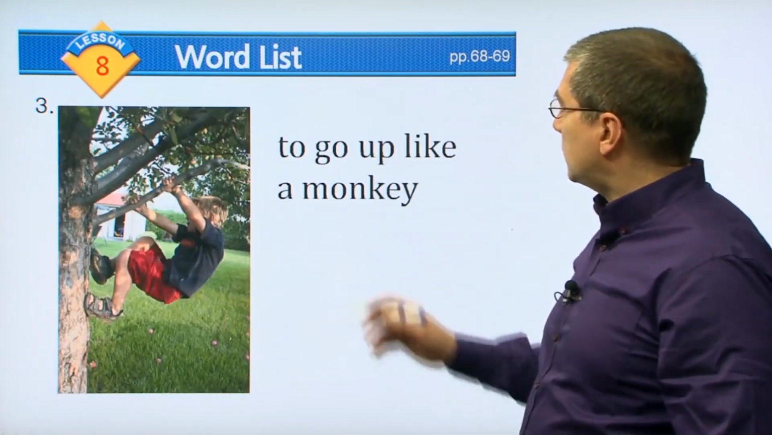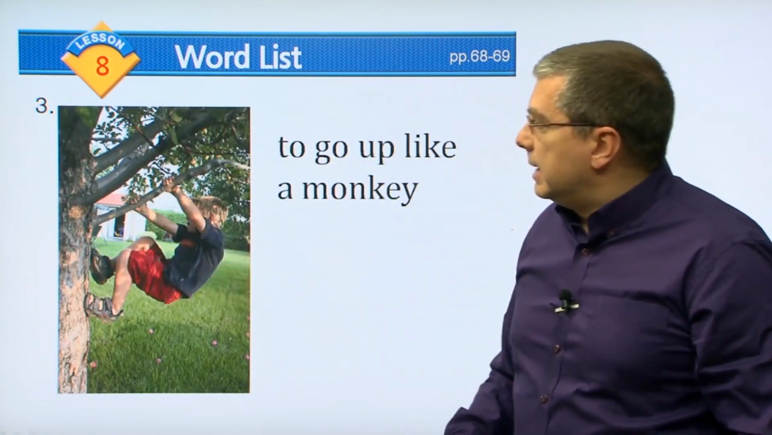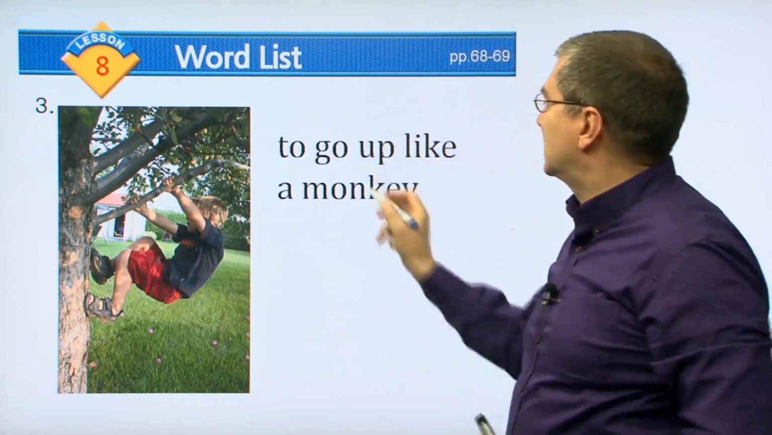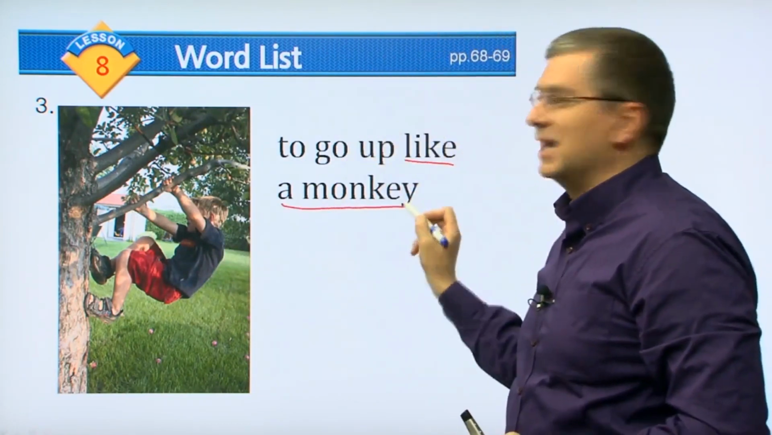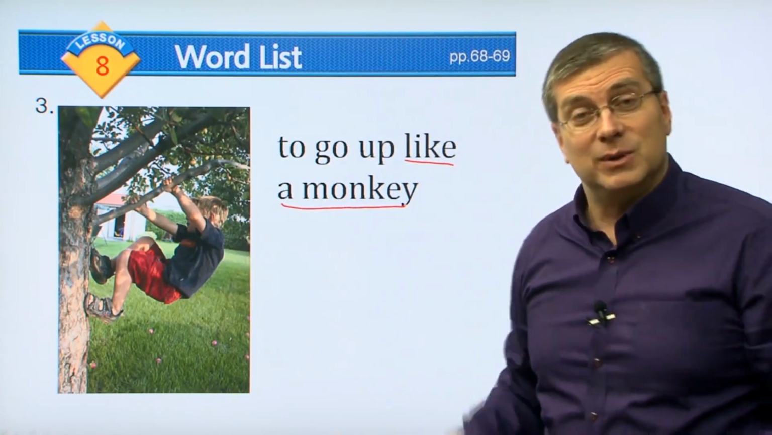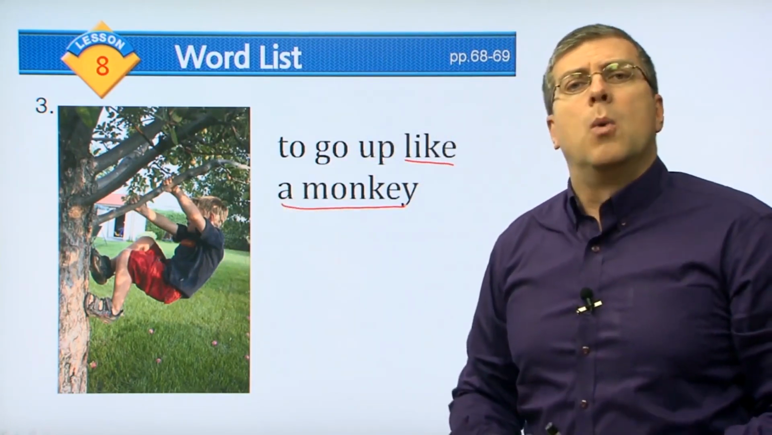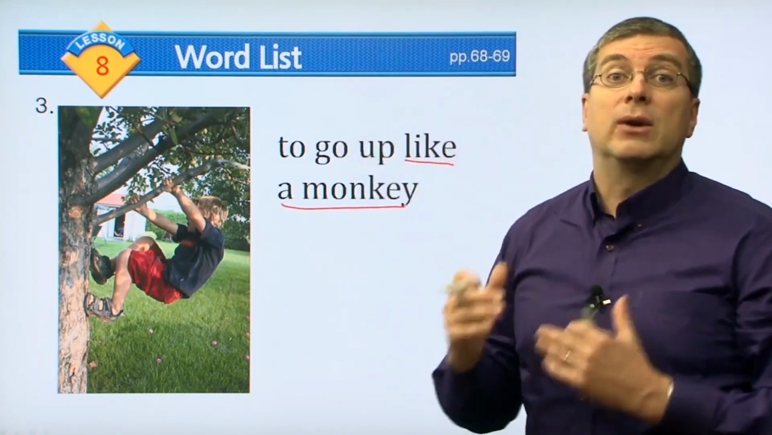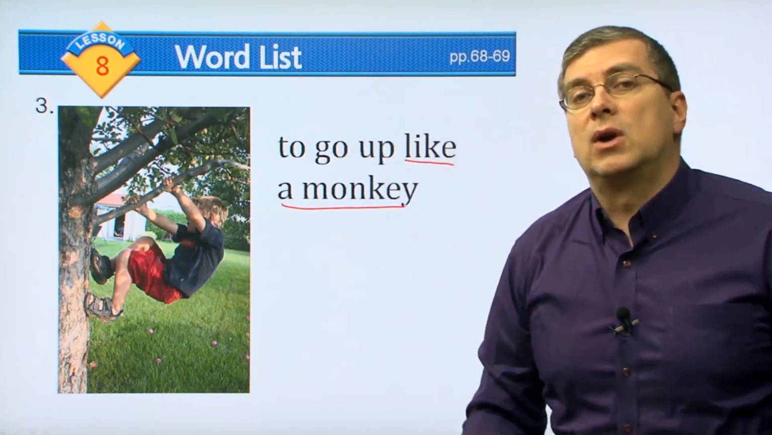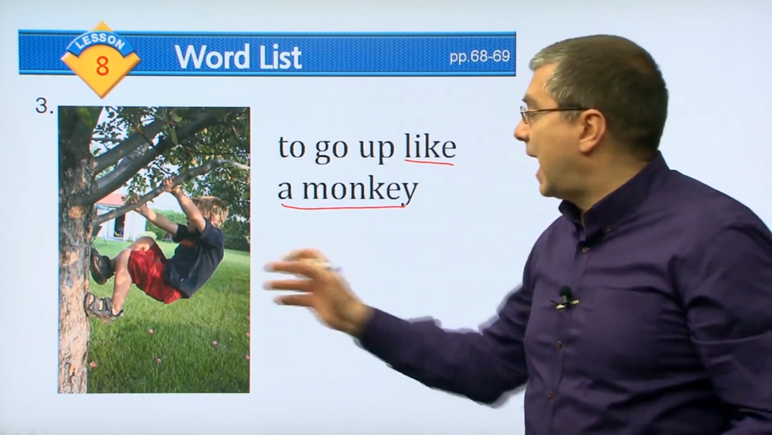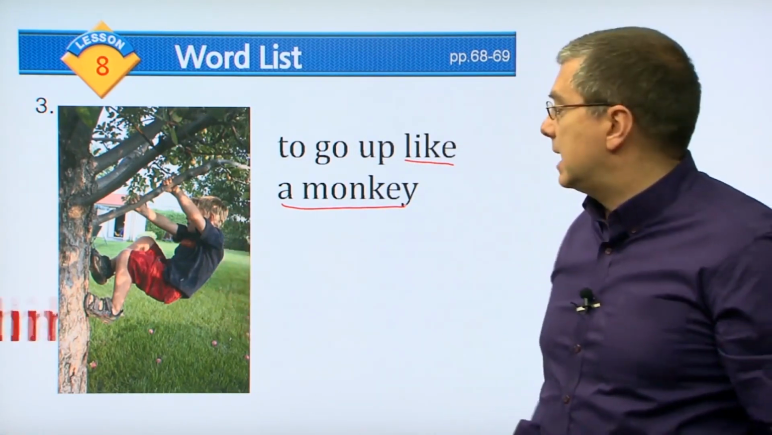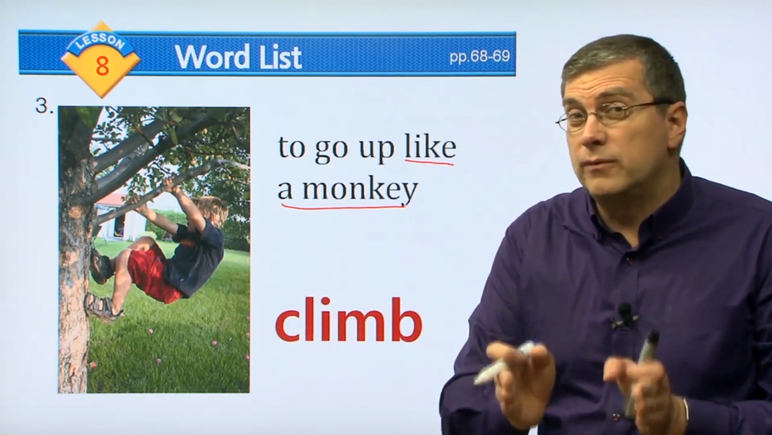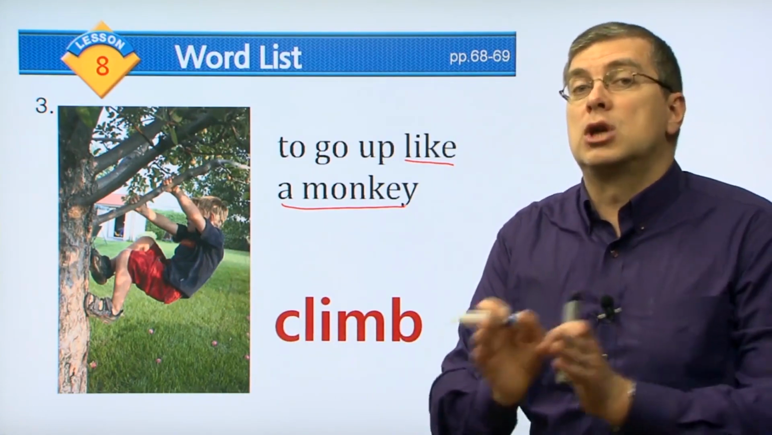Okay, what else? We have, what's this boy doing, right? He's holding on to a tree and he's going up into the tree. Here it says to go up like a monkey, right? So if you think about monkeys, we saw the picture before of the monkey. What do monkeys do really well, right? They can go up in the tree very quickly. What is the verb that we use to describe this action? What is this boy doing? He is climbing. Of course, climb is just the root form. Climb, to climb.